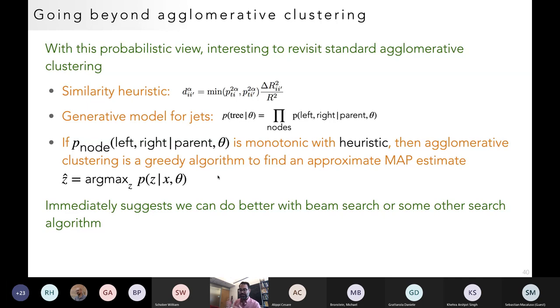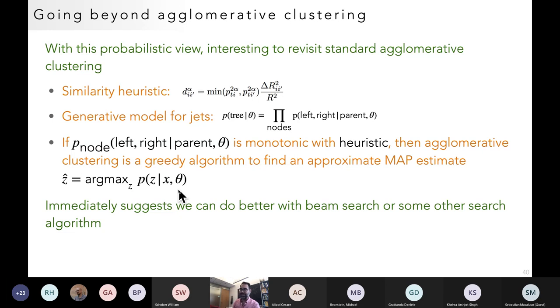When we started to think of it in these probabilistic terms, we realized that the clustering heuristic that we used before, this distance measure, here it is. In contrast, I can think of the jet probabilistically in terms of this likelihood, which is a product over likelihoods at each of the splittings. And if the likelihood at each splitting is a one-to-one function with this similarity heuristic, this distance measure, then I can think of these clustering algorithms as a greedy algorithm trying to find the maximum likelihood or maximum a posteriori tree, given all the possibilities.